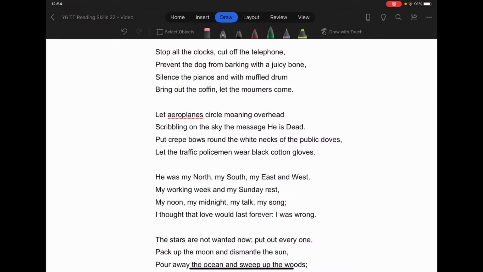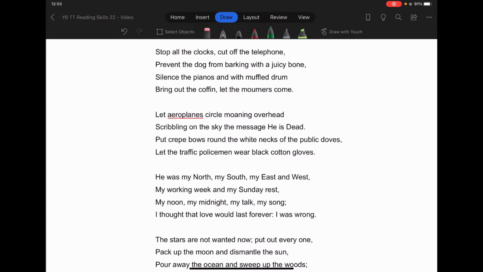So, let airplanes circle, moaning overhead, scribbling the sky, the message he is dead. Put crepe bows around the white necks of the public doves. Let the traffic policemen wear cotton gloves. So, we have this image of like airplanes just kind of like says let airplanes circle moaning overhead. They're not really functioning as they should.